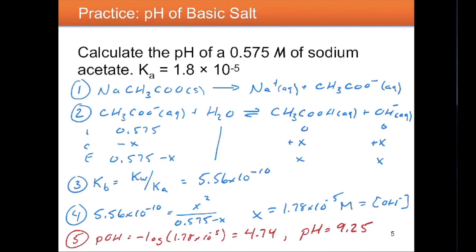Okay, so determining the pH of a basic salt is mostly the same as finding the pH of a weak base. The only extra step we have here is step 1, and that is to determine what the ions are that are resulting from the salt dissolving in water, and then deciding which one of those is going to react with water. So is it going to be the anion, which would probably make it basic, or is it going to be the cation, which would make it acidic?